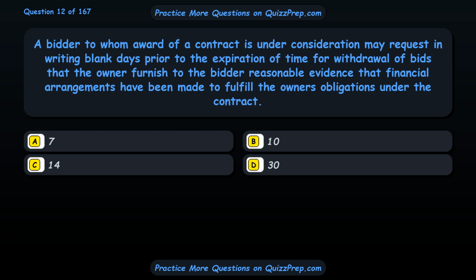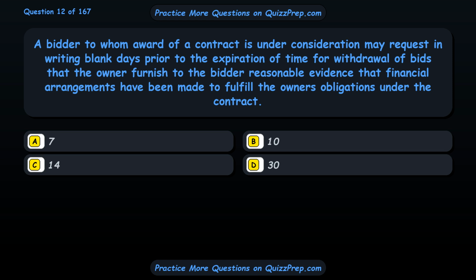Question 12. A bidder to whom award of a contract is under consideration may request in writing blank days prior to the expiration of time for withdrawal of bids that the owner furnish to the bidder reasonable evidence that financial arrangements have been made to fulfill the owner's obligations under the contract. Option A, 7. Option B, 10. Option C, 14.